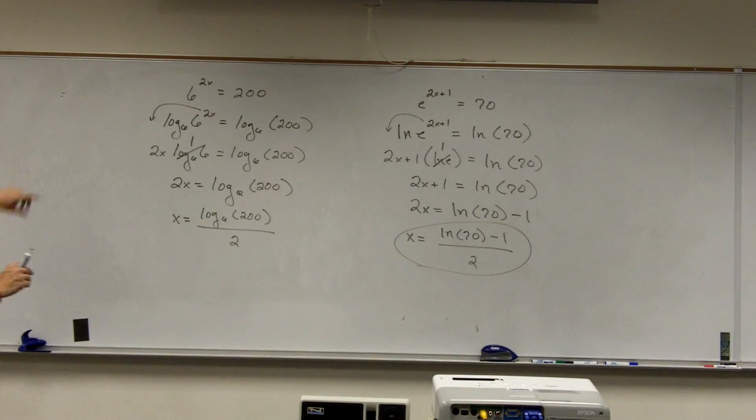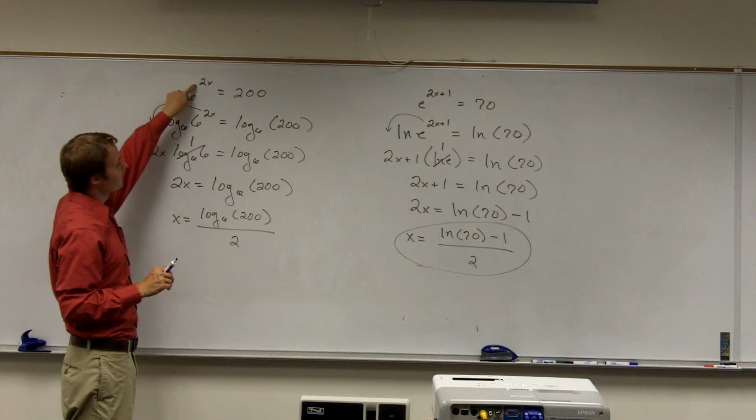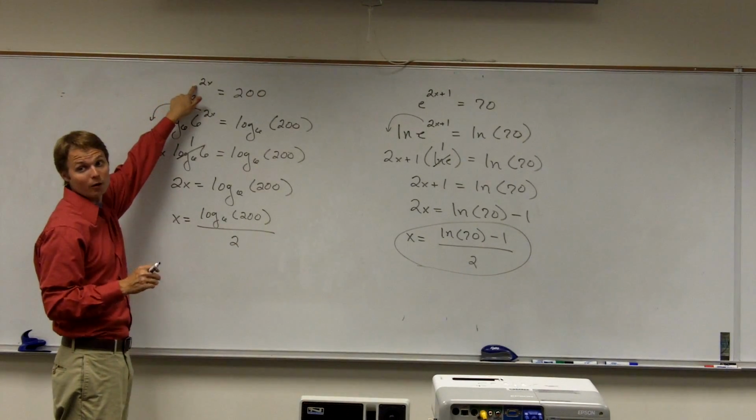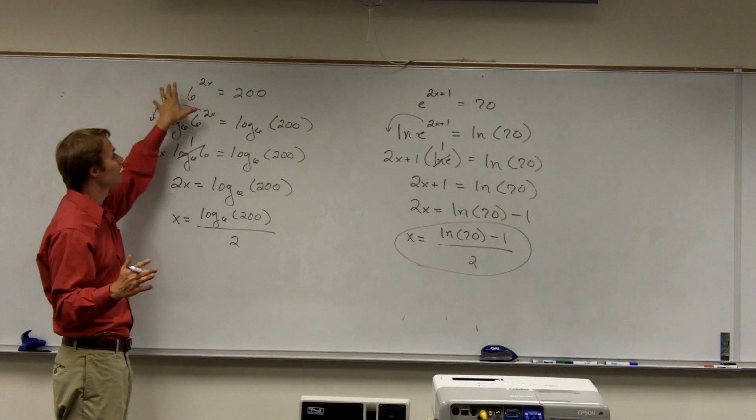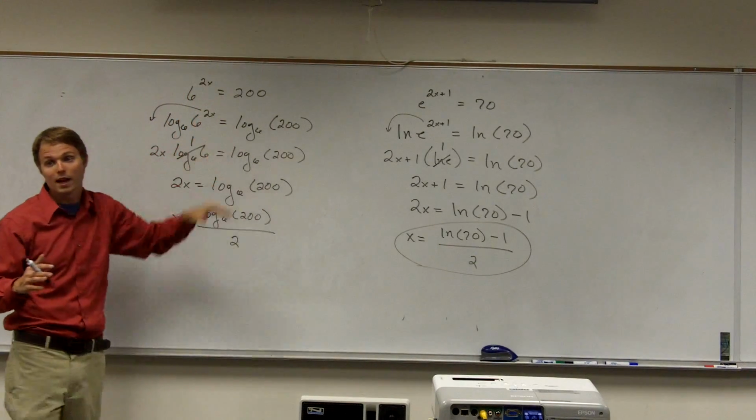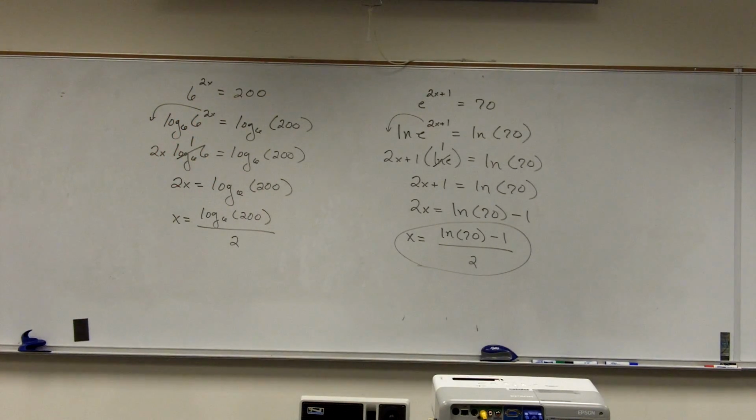So in general, if we have an x in an exponent, and we need to get it out, or a variable in the exponent, we can always take the logarithm of both of those sides and try to get the exponent out. Especially in those cases where we can't rewrite each side as the same base. Okay. So those are our two kinds of problems we're going to be dealing with.